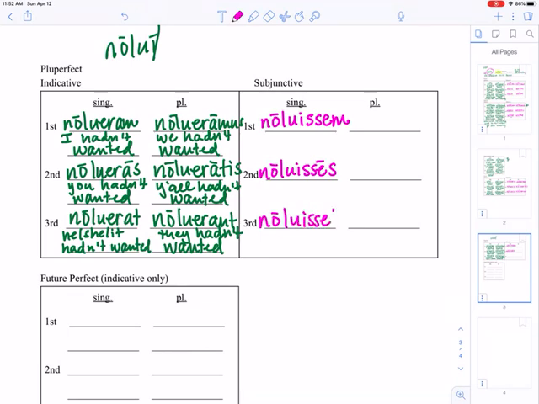Noluisset. But it's going to come back for first plural and second plural. So we'll have Noluissemus and Noluissetis. And then third plural, only the macron over the E, and we'd have Noluissent.